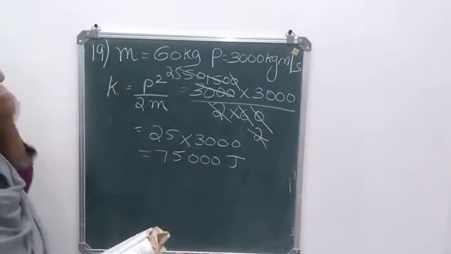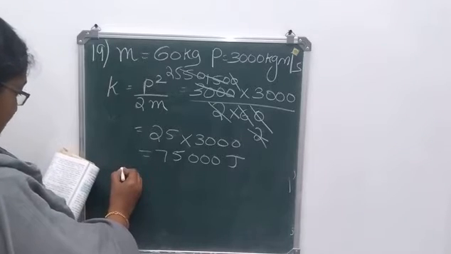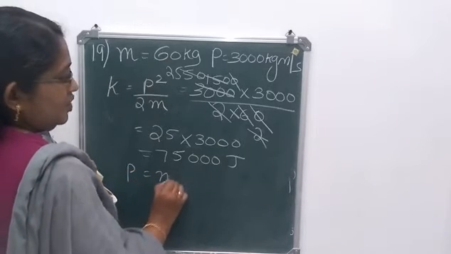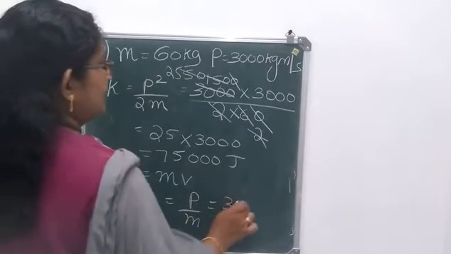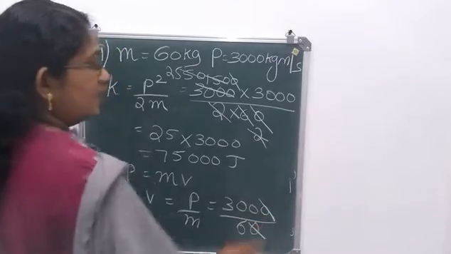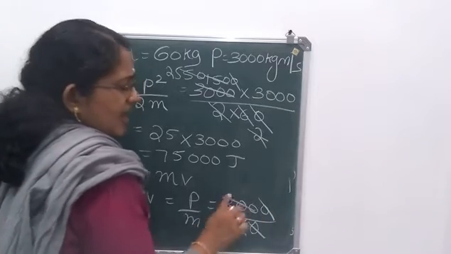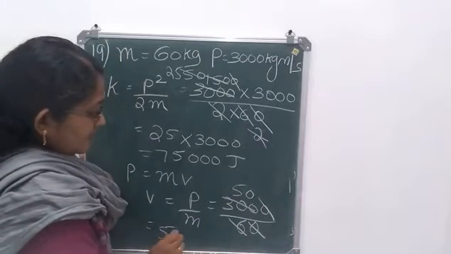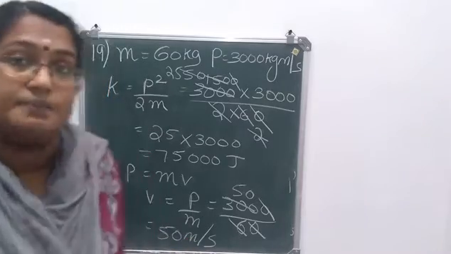Now the next one, you are asked to calculate the velocity, the speed of the body. Now we got kinetic energy. P is equal to mv. So what is v? P by m. P is 3000 divided by mass 60. 0 and 0 get cancelled. Now 300 divided by 6. How much is 30 divided by 6? It is 5, and one 0 is there. So the answer is 50 meter per second.